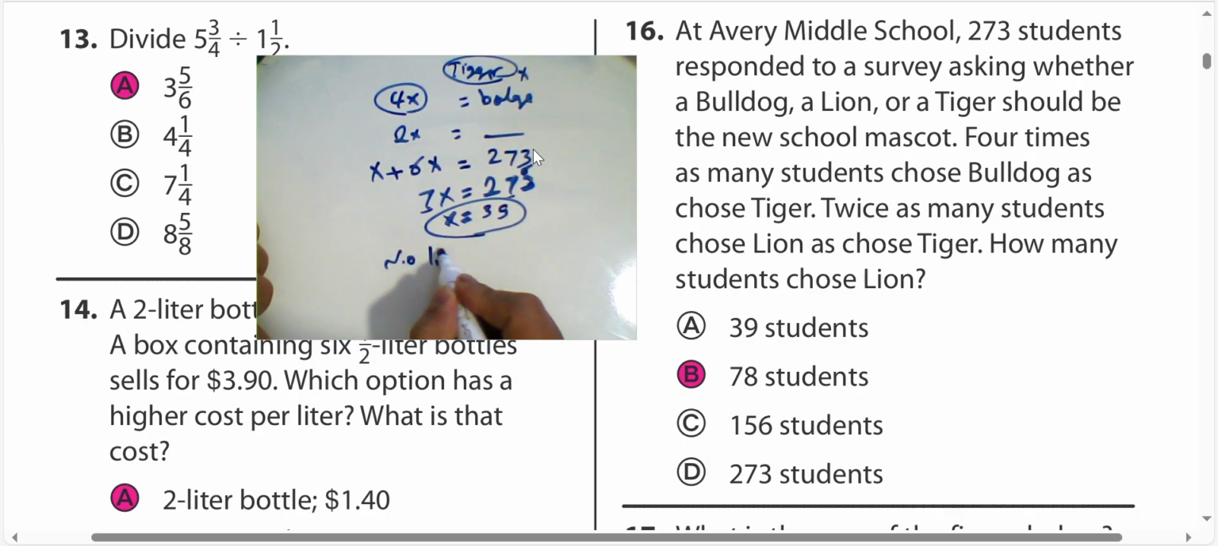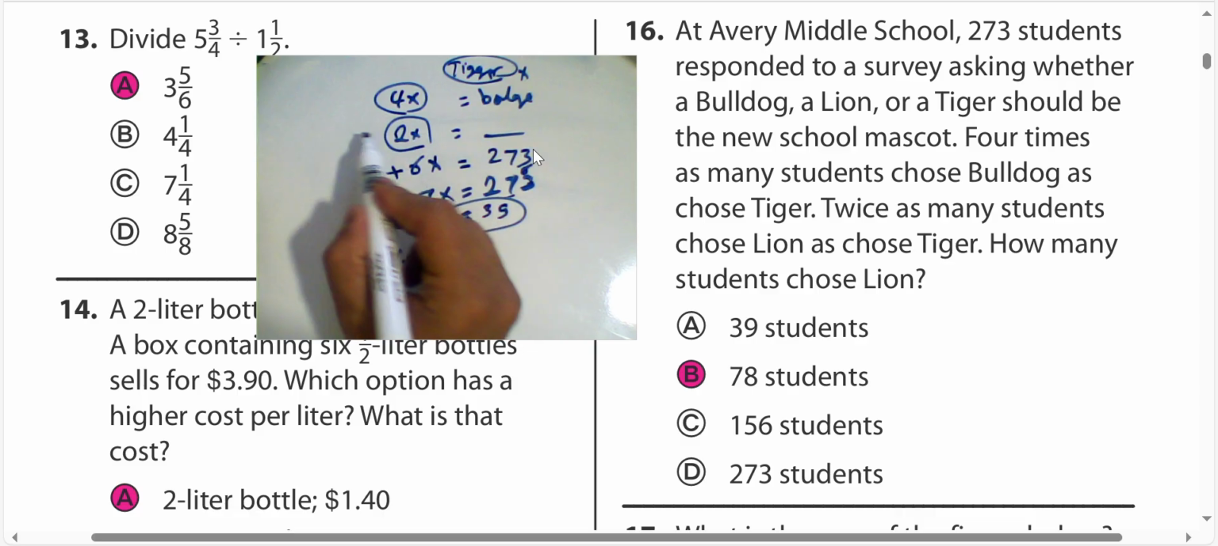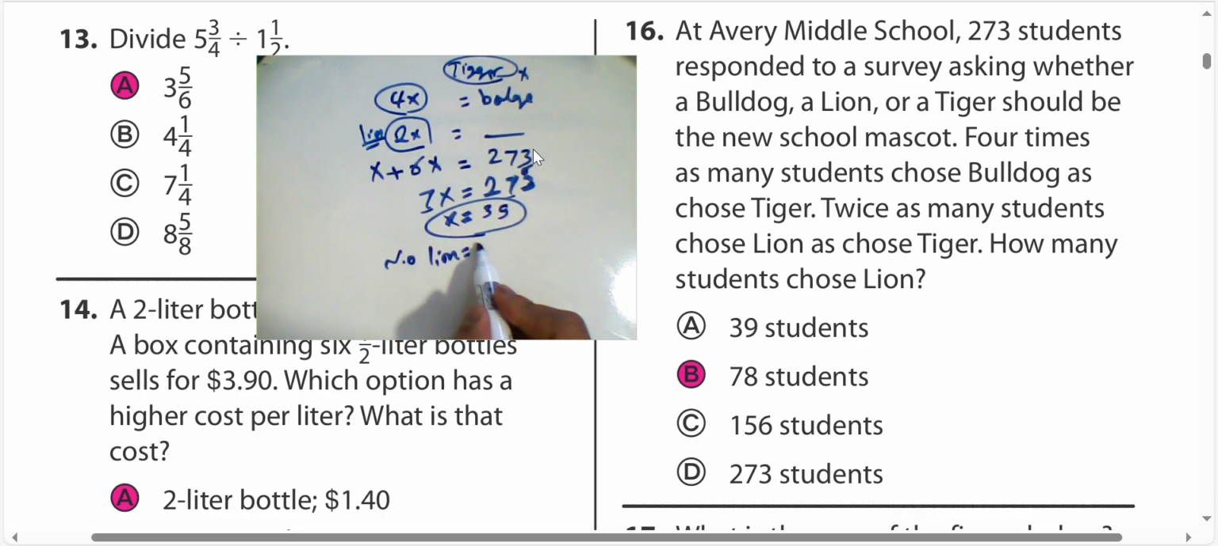The number of students who like lion is 2x. So 2 times 39: 2 times 9 is 18, write 8 and carry 1, 2 times 3 is 6, plus 1 equals 7. The total number is 78 students.